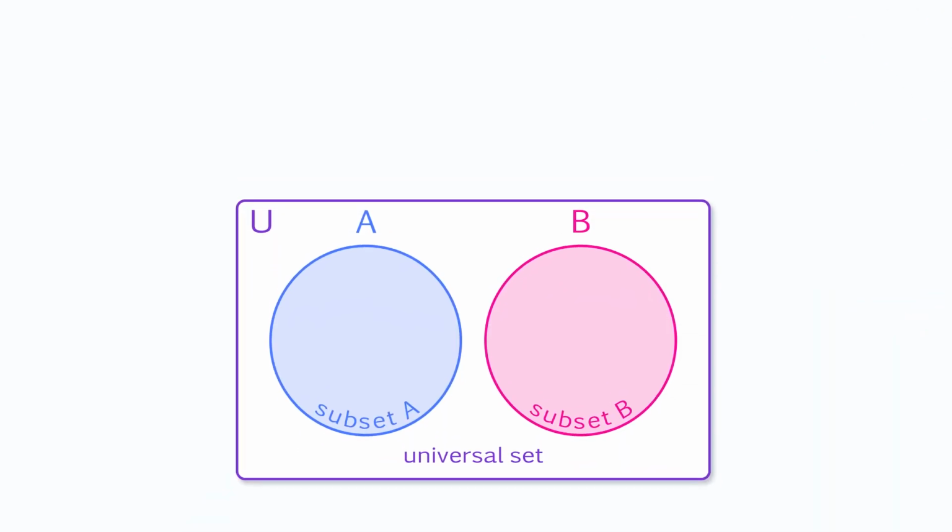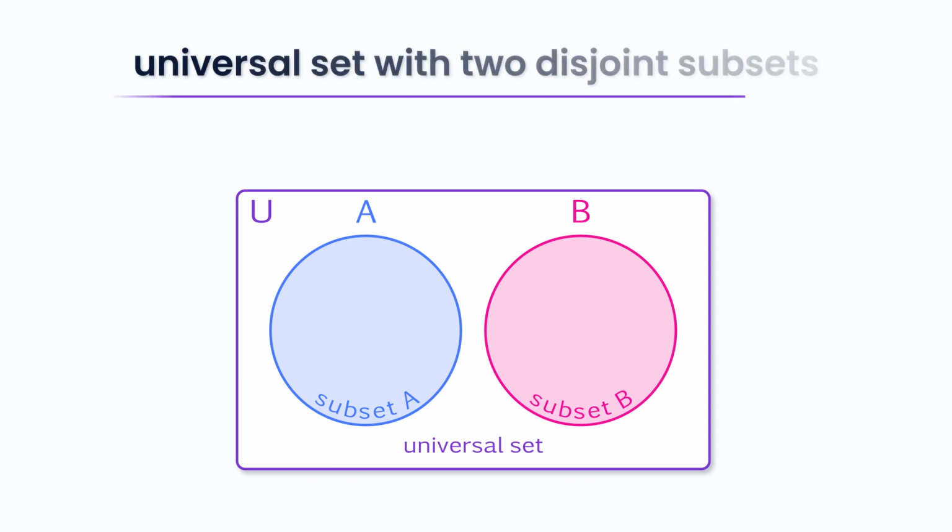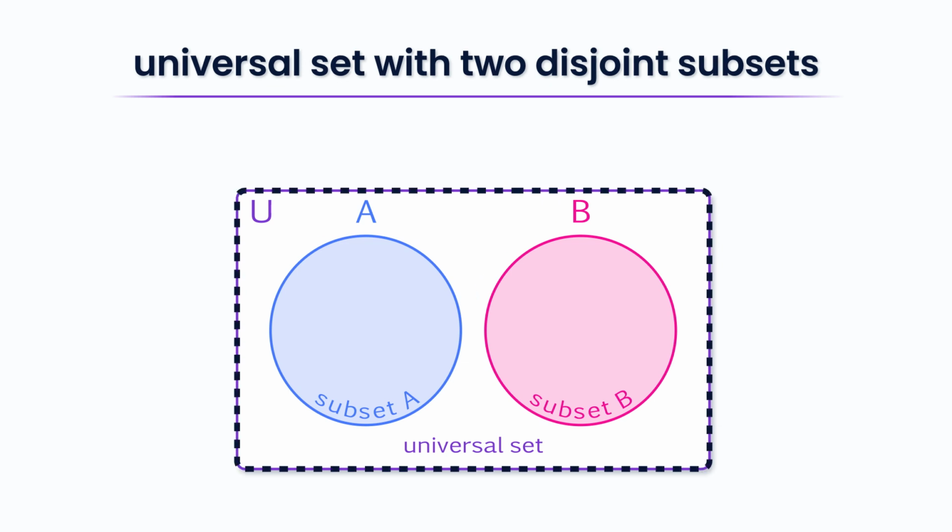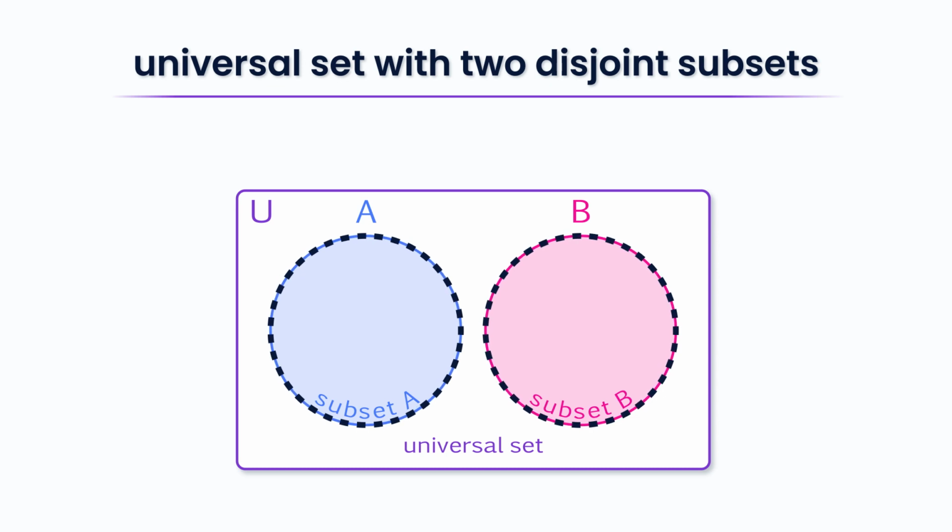This is an example of a Venn diagram for a universal set with two disjoint subsets. The rectangle represents the universal set. The two circles inside the rectangle do not overlap because the two subsets have no elements in common.